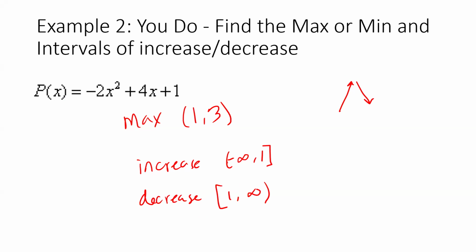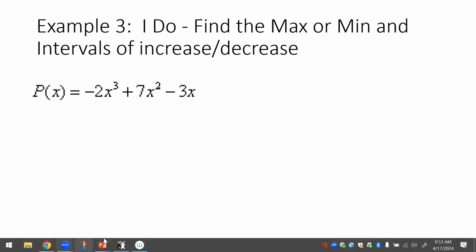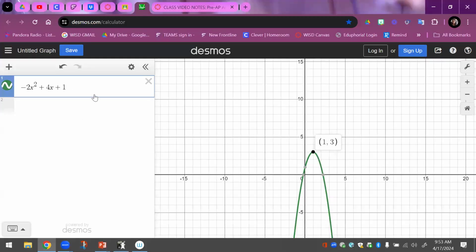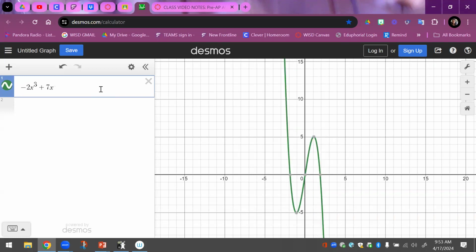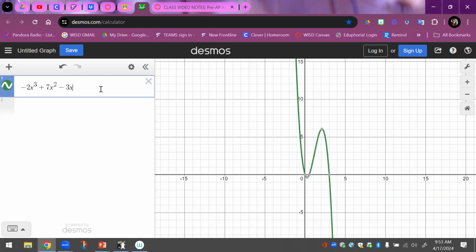Okay. All right. So thus far for these two examples, we only had one max or one min, right? It's going to change. Okay. So now we're going to graph this and describe what's taking place. You have it in your notes. It's on your paper. Plus 7x squared minus 3x.